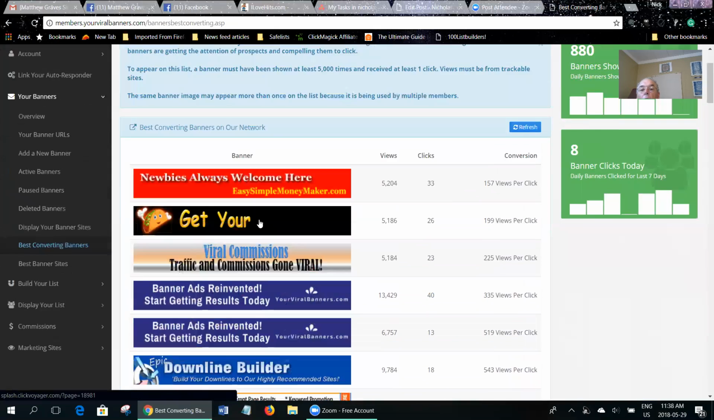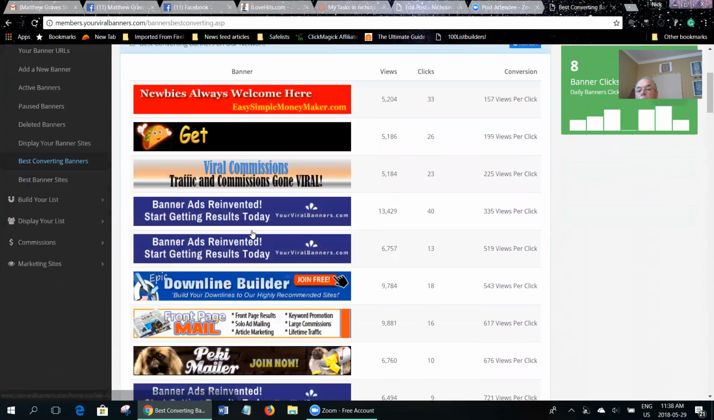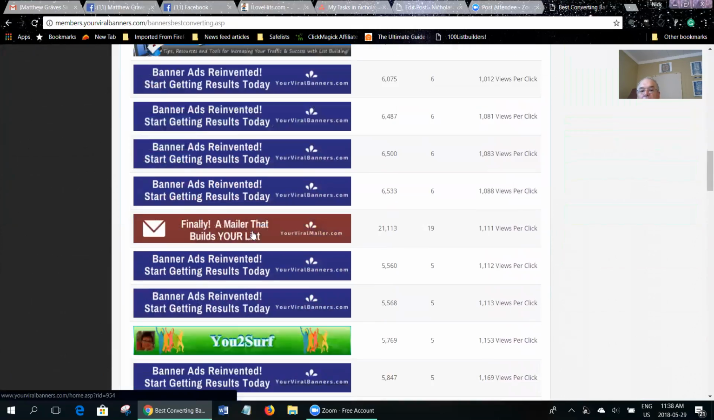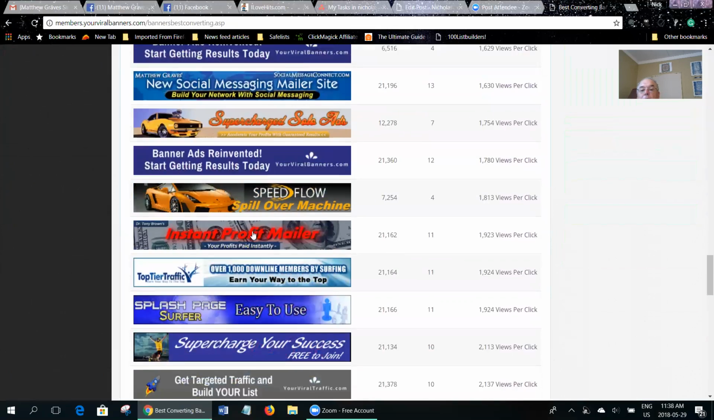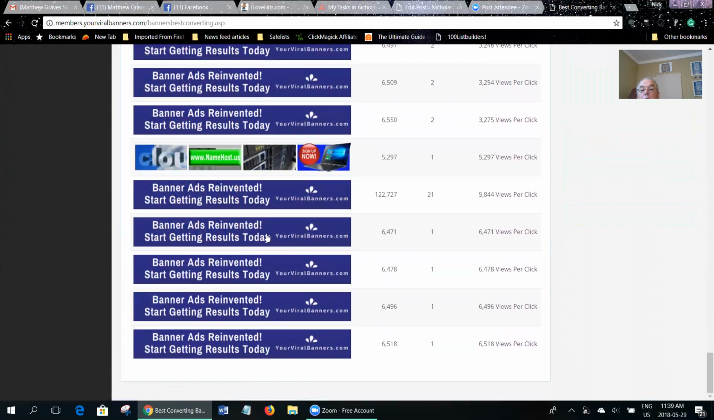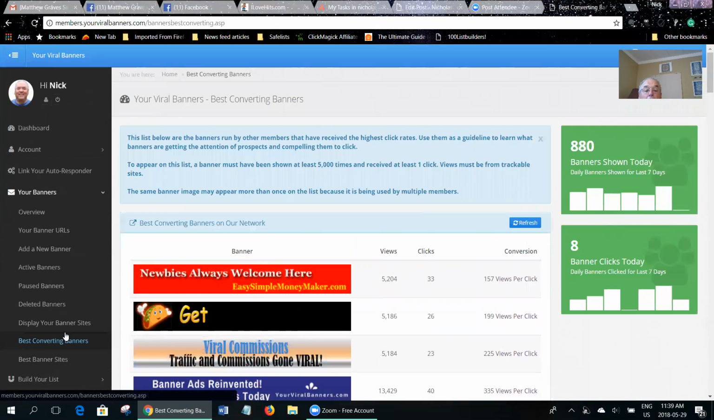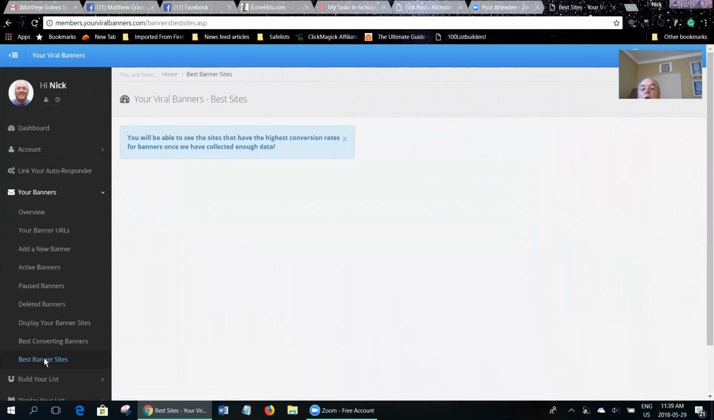These are banners run by other members that have received the highest click-through rates. So these banners are getting lots of clicks by other members, okay? So that's what that tells you. So you can see that right now your viral banners is doing well everywhere. Okay, and I'm not sure there's any data in here yet. No, okay. We're still waiting for enough data to come in for this to start showing you the best sites to advertise at.